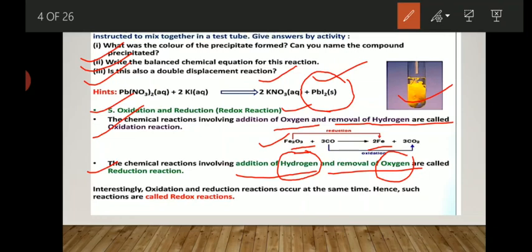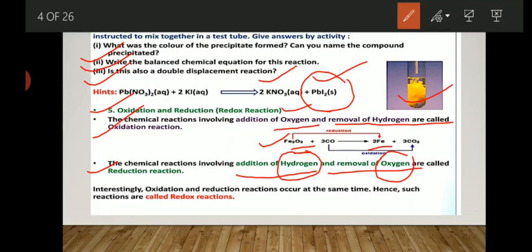Now, in case of CO, carbon monoxide, on the reactant side, the number of oxygen atoms present in carbon monoxide is 1. But on the product side, the number of oxygen atoms present in carbon dioxide is 2. It means that the number of oxygen atoms increases, so there is addition of oxygen. So this means ferric oxide undergoes a reduction process and carbon monoxide undergoes an oxidation process.